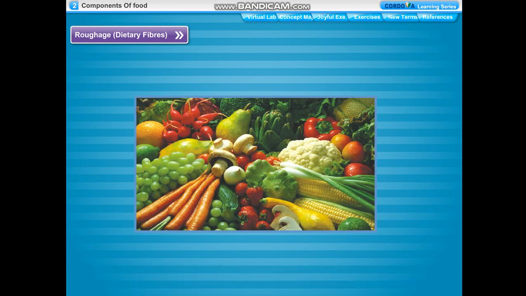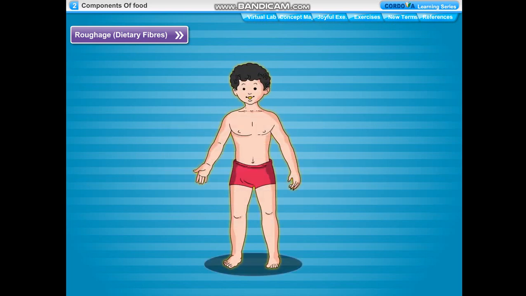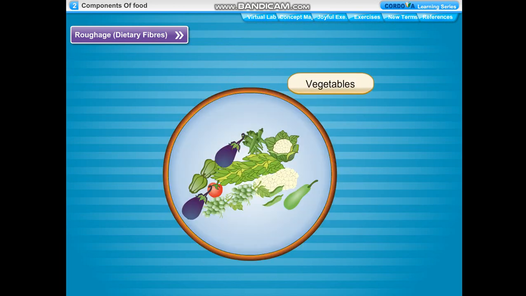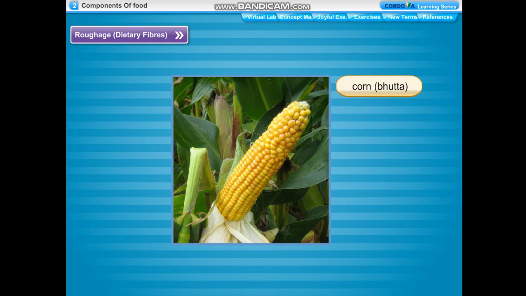Roughage, dietary fibers. The fibrous, undigestible material present in our food is termed roughage. Roughage neither provides energy like carbohydrates and fats, nor builds our body like proteins. However, it is an important component of our food. It performs the following functions. Roughage adds bulk to the food. This helps our body to get rid of undigested food and thereby prevents constipation.